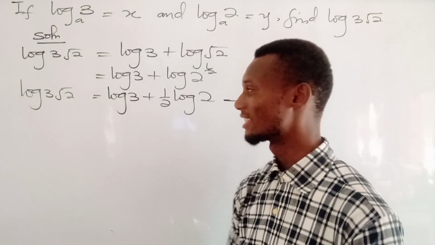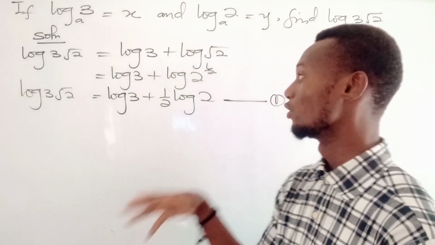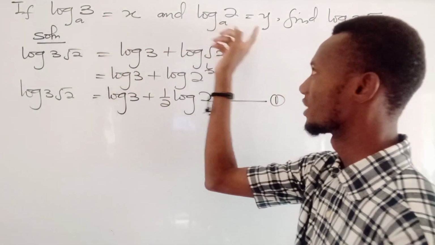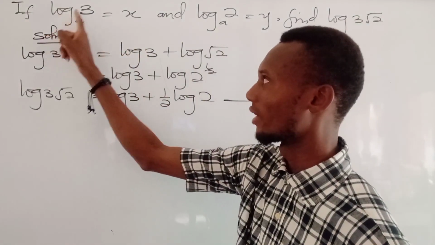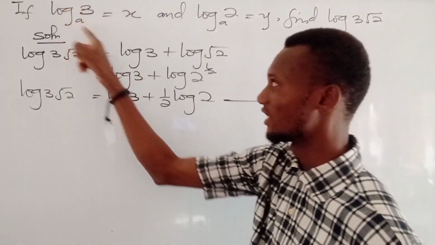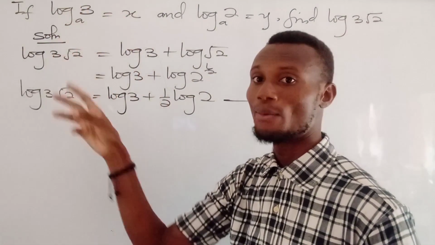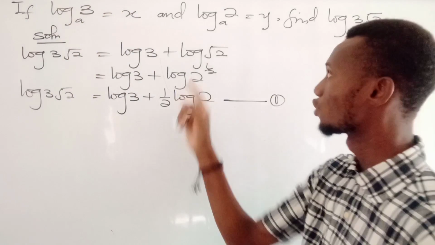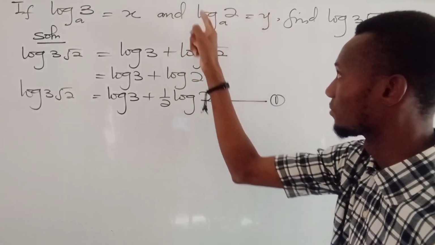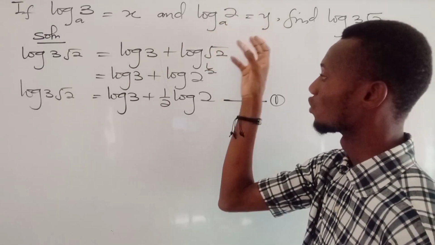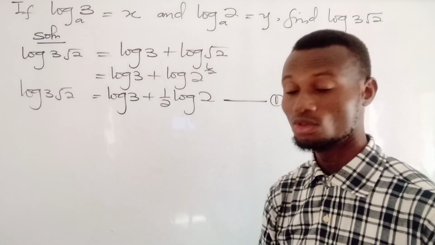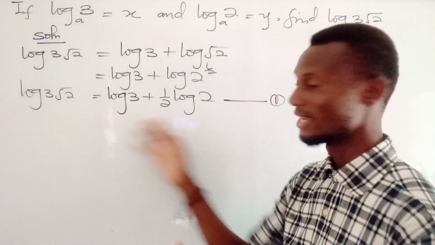And for us to get the values of log 3 and log 2, we need to make use of the equations which have been given. We were given log 3 to the base a equals s. So we need to do something to this equation to be able to get our log 3 from it. Also we have been given log 2 to the base a equals y, so we need to do something to this equation as well to get the value of log 2 from it. Then we can substitute those values into the equation.